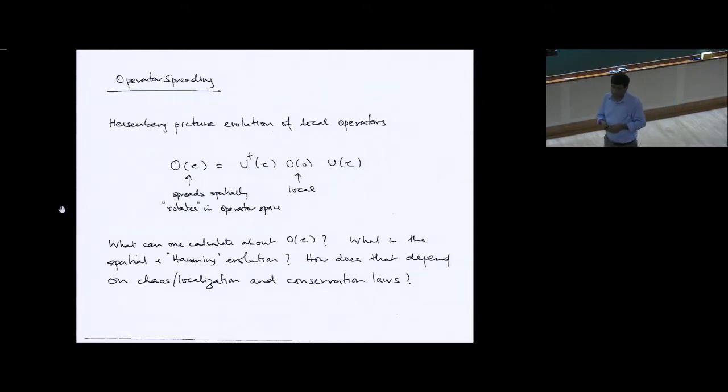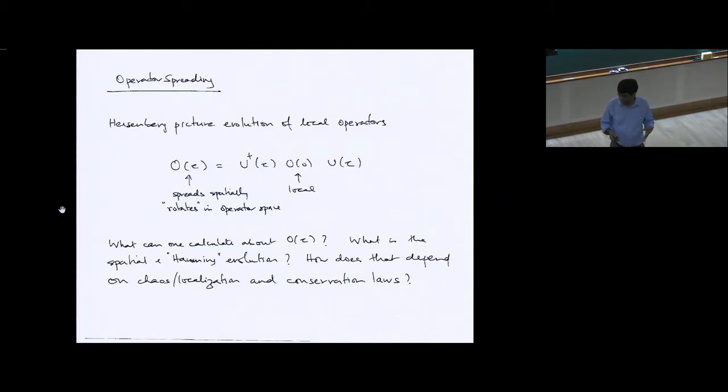So one of the interesting things that's happened over the last 2 to 3 years is that a lot of these developments, coming actually from the string theory end and the black hole end, have focused people's attention on thinking about what happens to the full operator. It's sort of becoming greedier about what information you'd like to be able to extract. Okay, so these are the questions. What can one calculate? What's the evolution? And then a question particularly of interest to people like myself is, how does that depend on whether the system is chaotic or localized and what the conservation laws are?